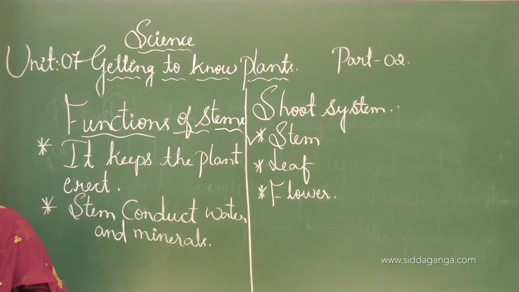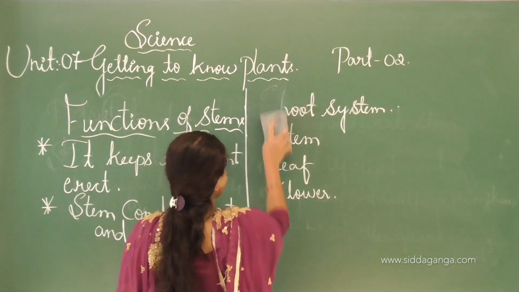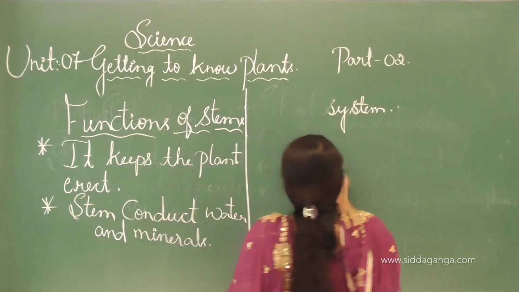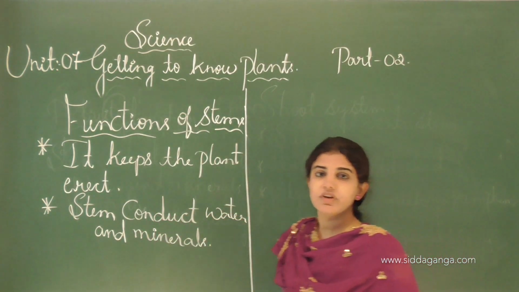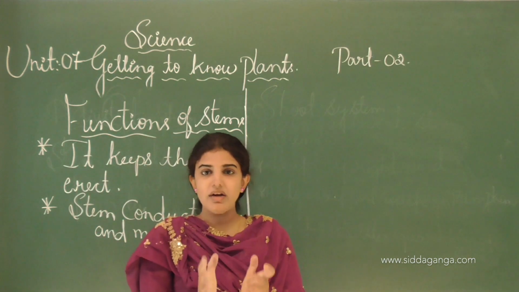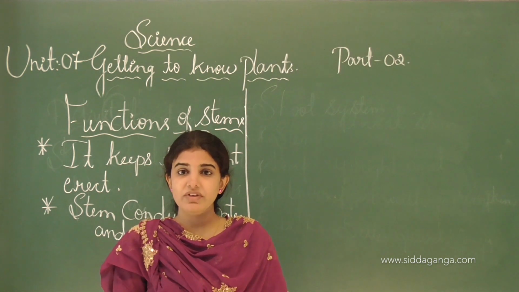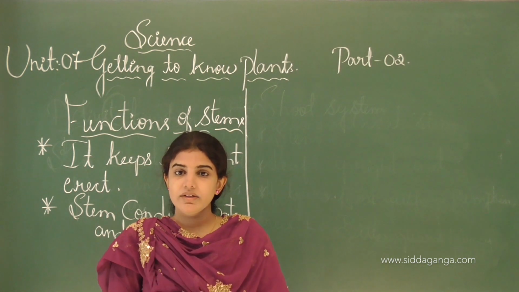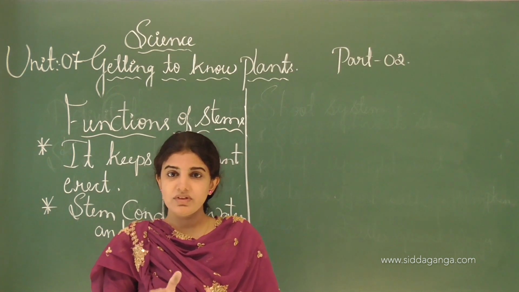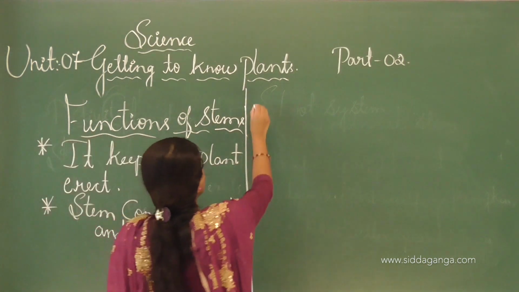And the next function is, in some plants, stems are modified to perform certain functions. As I told in the very first chapter, in plants some parts have a modified structure, and those plants have a storage system. See, this is how the function of the stems will be.